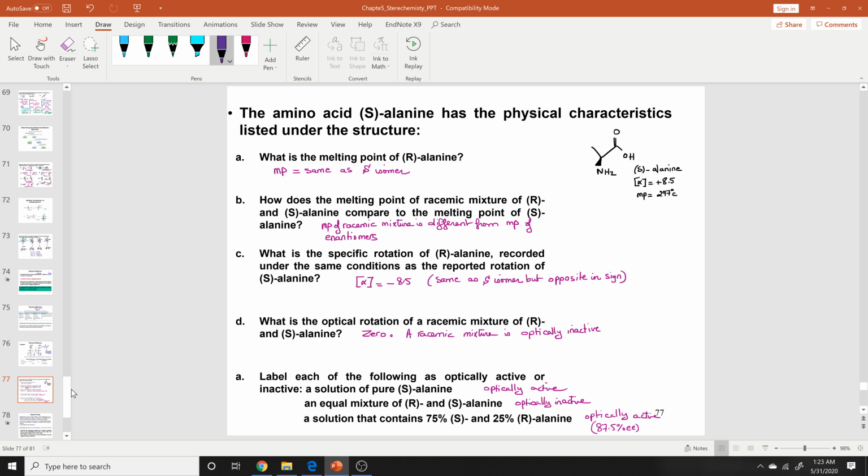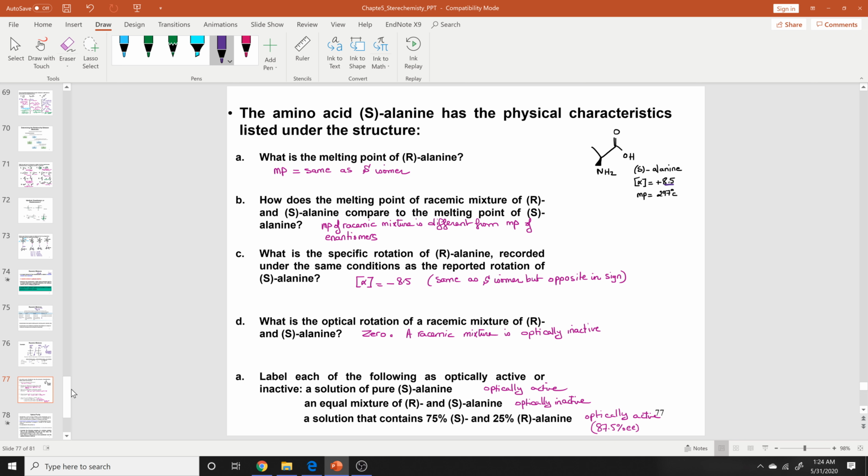What is the specific rotation of R-alanine? Well, I'm given the specific rotation for the S. So the specific rotation for the R is going to be the same value of the angle but opposite sign. It's going to be negative 8.5. Now with respect to the optical rotation of the racemic mixture, it's going to be 0. It's optically inactive. Label each of the following as optically active or inactive. Pure alanine, that is optically active. An equal mixture, this is racemic, 50% R, 50% S, so definitely this is going to be optically inactive.